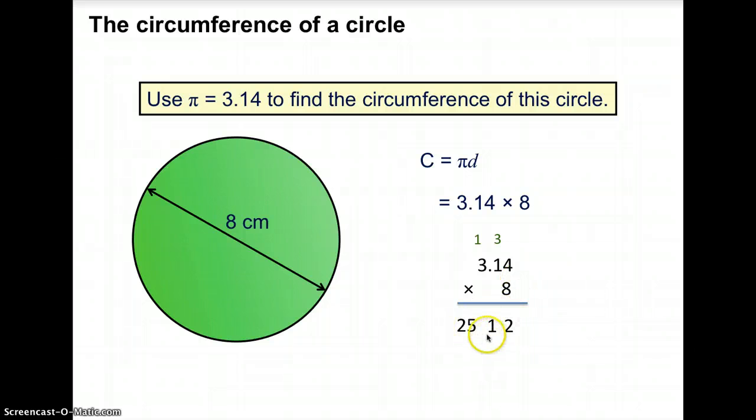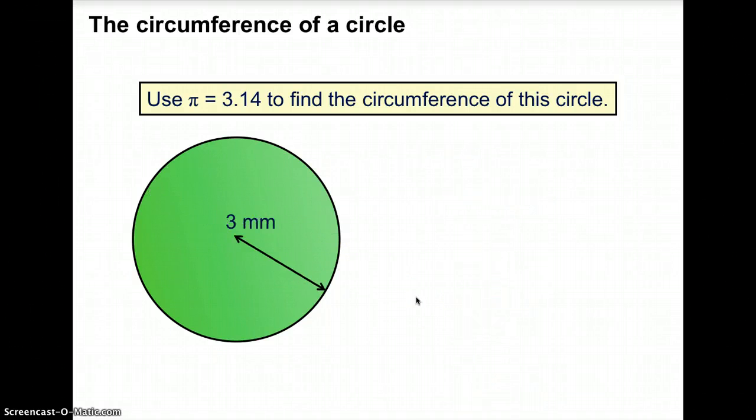Now we need to put the decimal point in this number. Let's count the decimal places of our factors. From 3.14, we have 2 decimal places, starting from the right side. 1, 2. So we need 2 decimal places. So from the rightmost of 2512, we count going to the left 2 places. So 1, 2, and so the decimal point should be here. The circumference of this circle is 25.12 centimeters, or 25 and 12 hundredths centimeters.